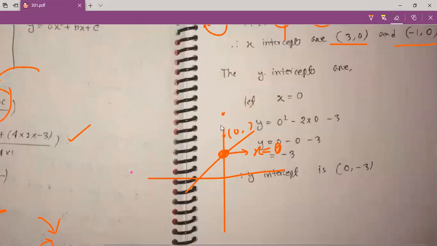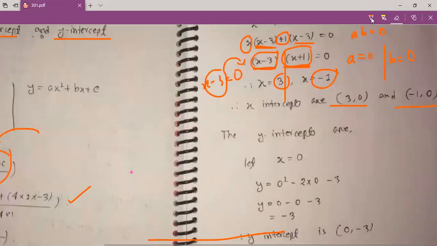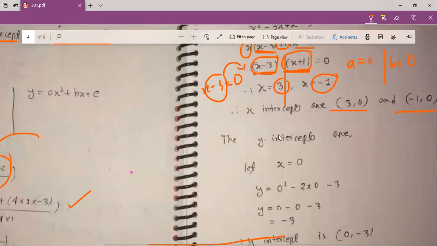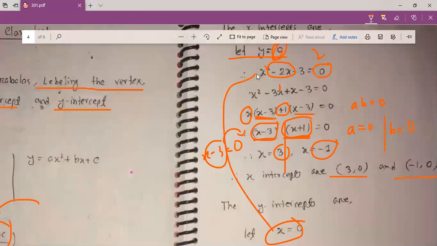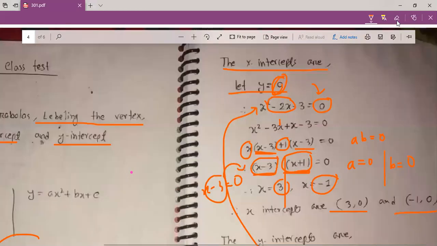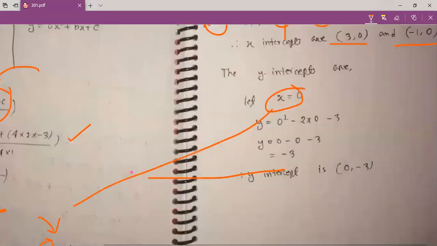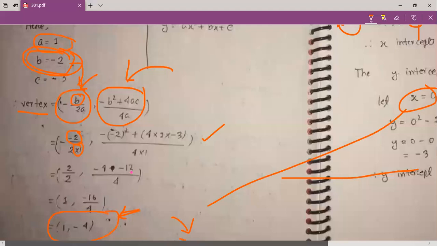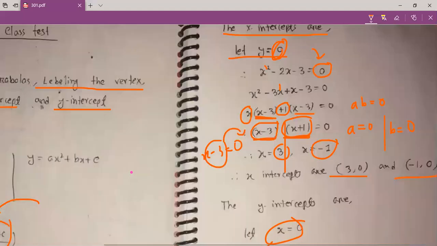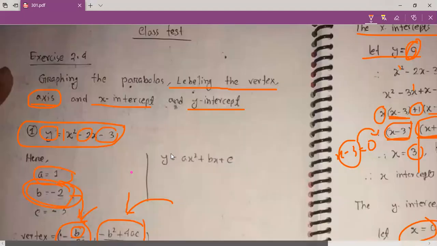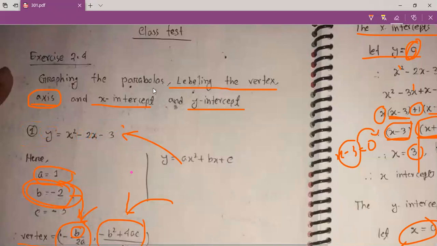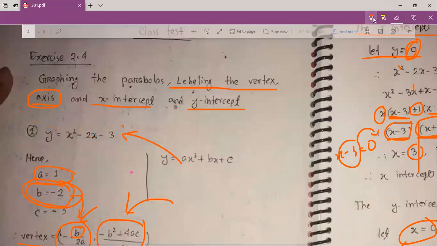So now we have to put this value 0 in our equation. So here is the equation. Sorry, the equation is here on this page, right? Where is the equation? Yeah, right here. Here is our equation, right? Now we have to put x is equal to 0 here. Okay.